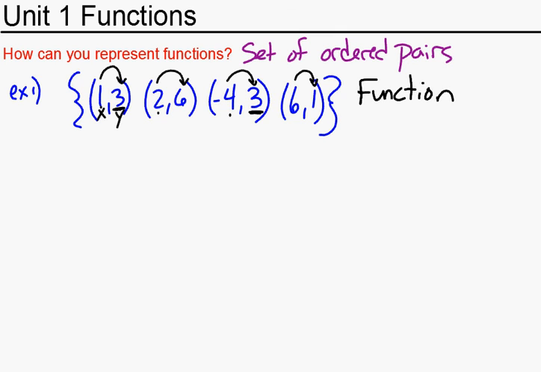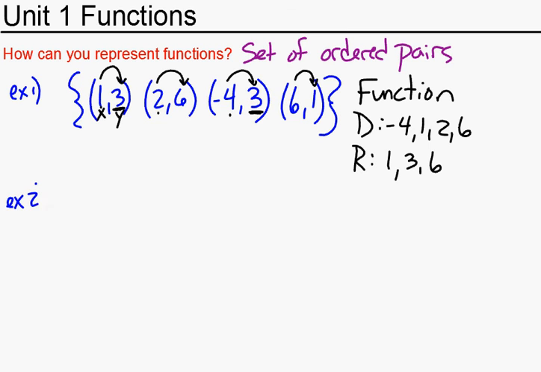And when I list out my domain and my range, I like to put them in numerical order if I can. So the domain is going to be -4 and then 1, 2, and 6. And the range is going to be 1, 3, and 6. Notice how I don't list the 3 twice, even though it's in 2 different parts of my function.